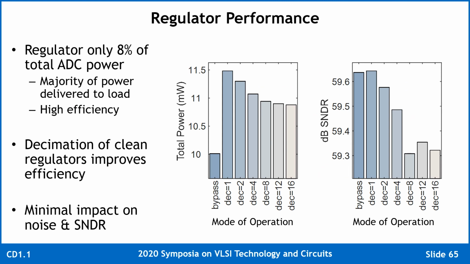The regulator consumes only 8% of the total system power, with the majority of that power delivered to the load. Looking at a plot of total power versus mode of operation, we can see that the decimation of clean regulators improves efficiency with only a minor sacrifice in SNDR performance of the overall system. For all of the data I've reported here today, we use a decimation factor of 12 in the regulator.